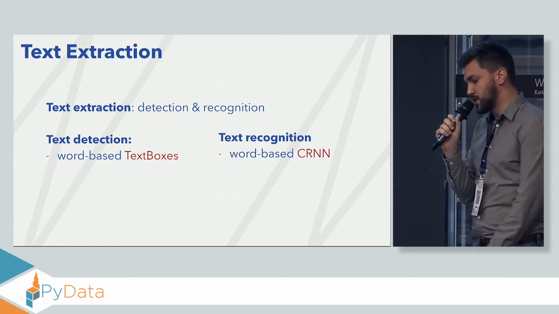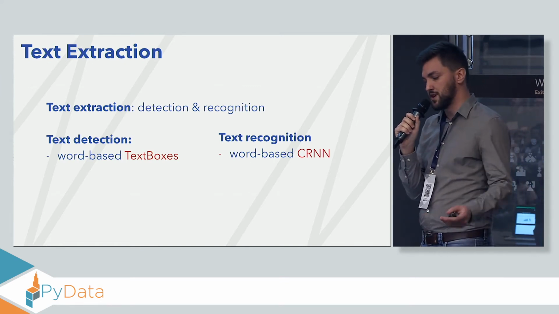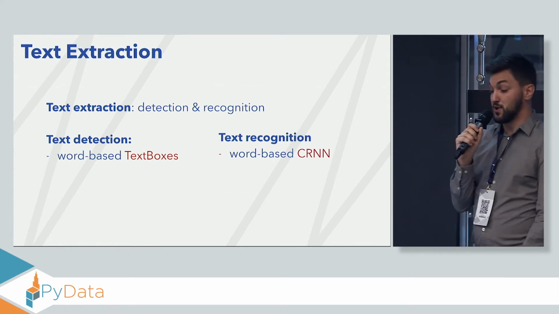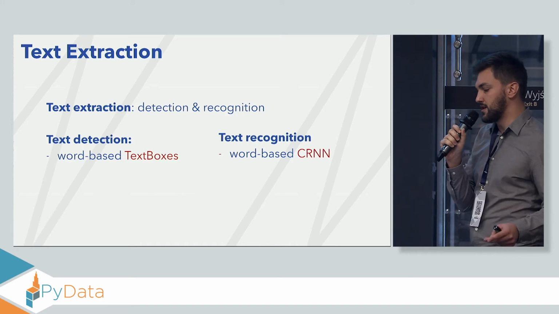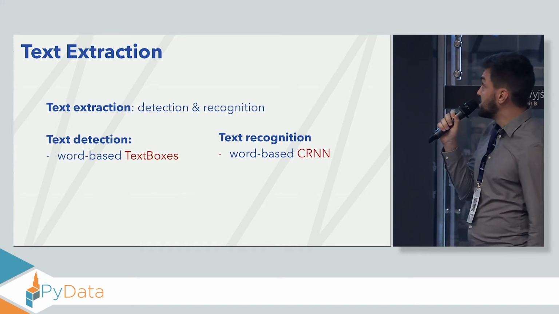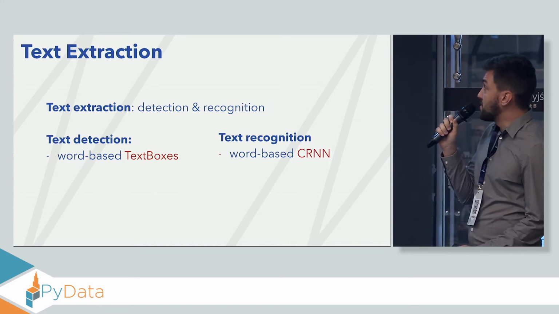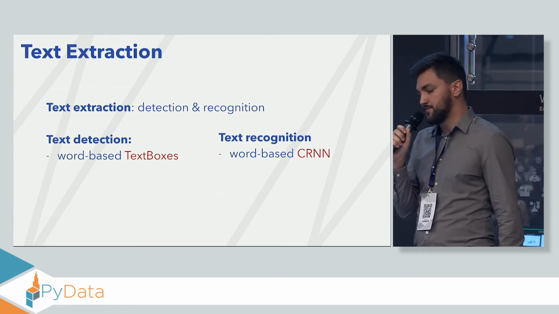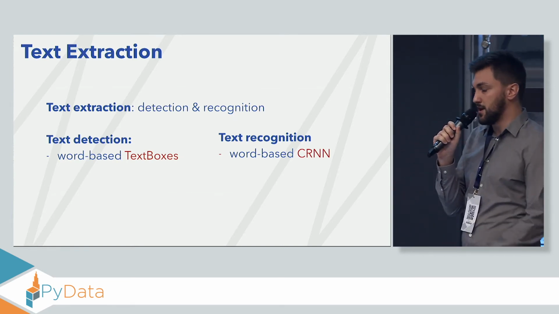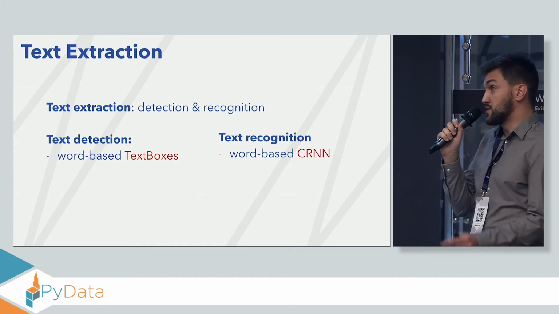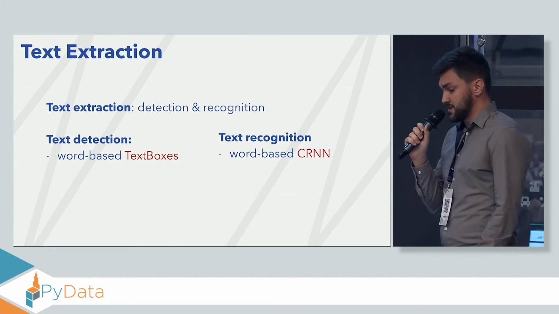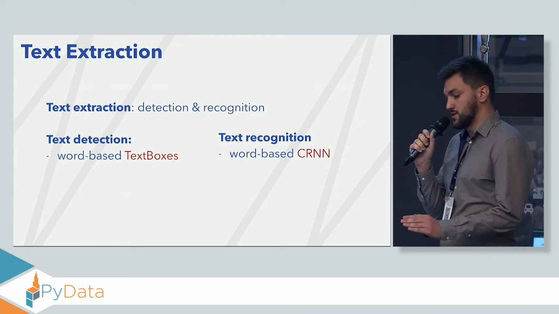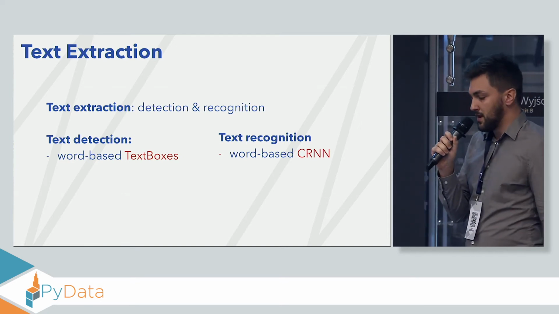In our experiments, after initial experiments, we used TextBoxes for text detection, which detects where in the image words are located, and text recognition, which takes the image of a word and outputs a string of what the word is. So those two work together quite well.